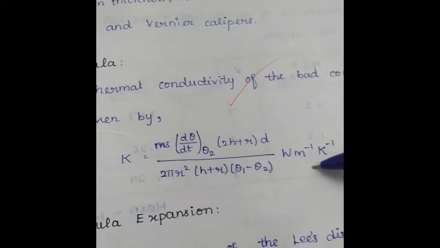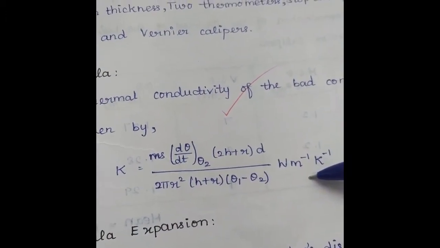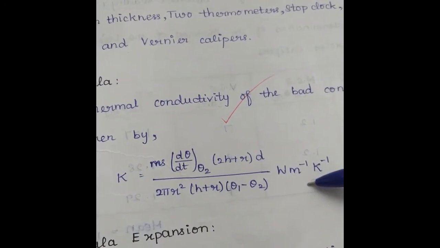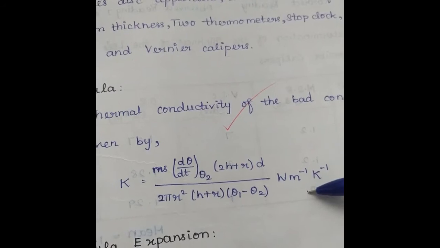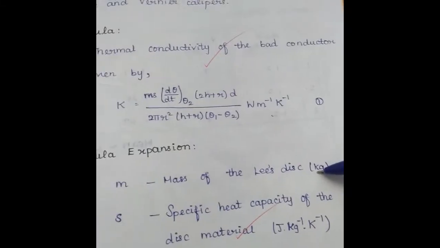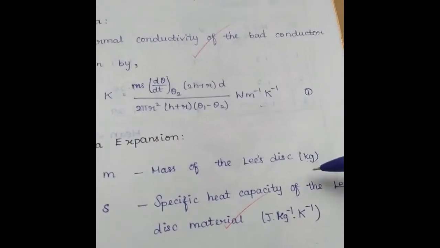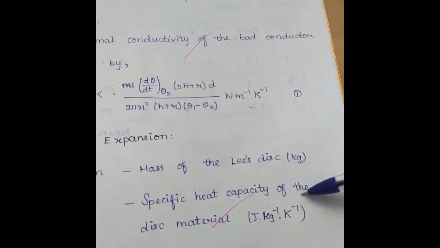Now K is equal to m s into d theta by dt around theta 2 into h plus r divided by 2 pi r square into h plus r into theta 1 minus theta 2. Here m represents the mass of the least disk, which you can get from the manual. S represents the specific heat of the material of the least disk, that is in joule per kilogram per Kelvin.